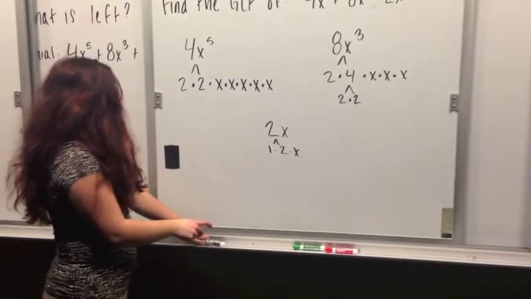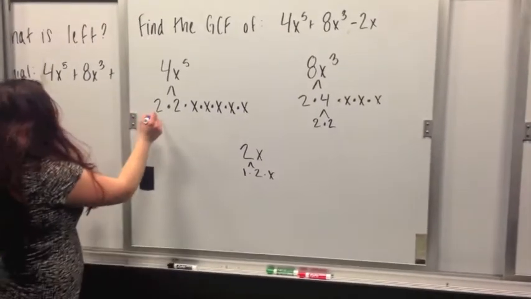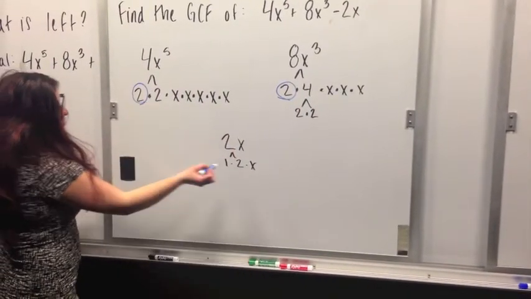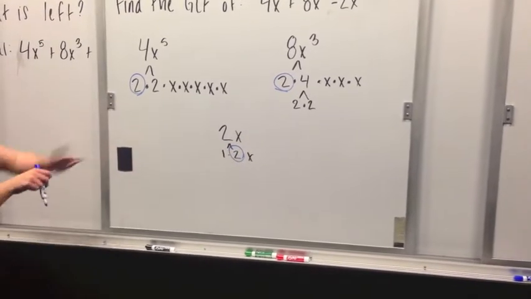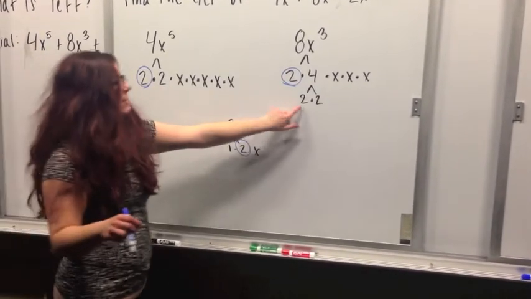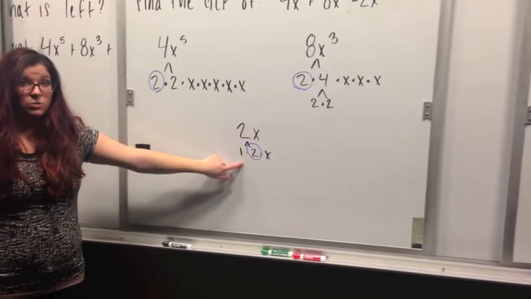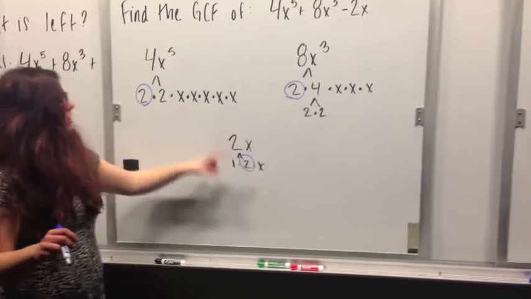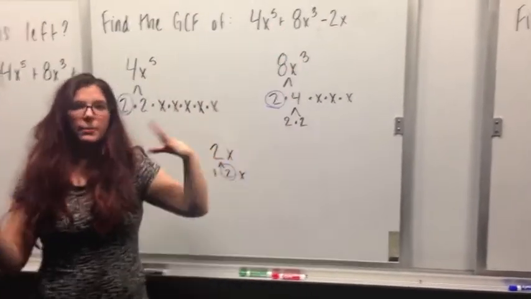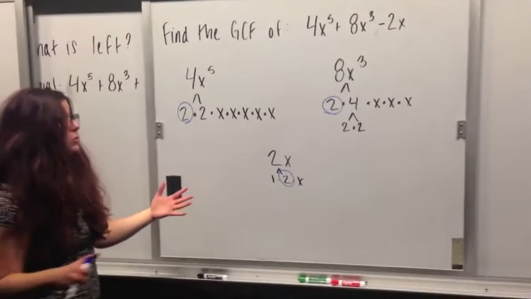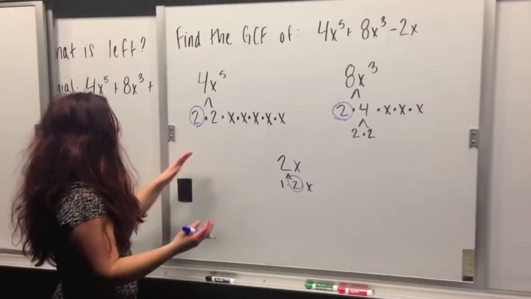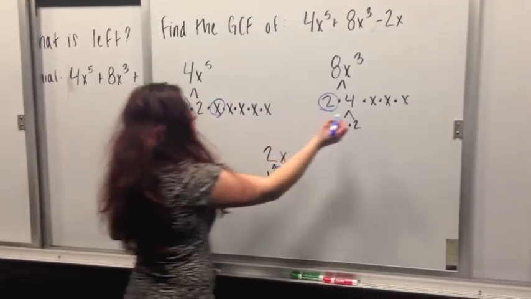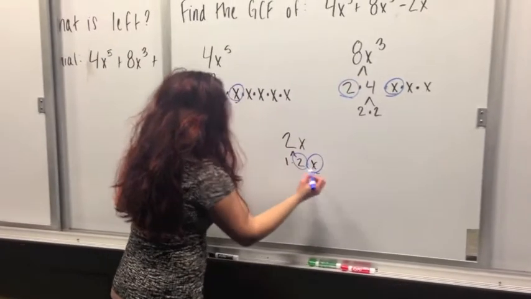So same process. I'm going to go through and I'm going to circle what I have in common. I have a 2 here, a 2 here, and a 2 here. I would like to circle this other 2 because I know I have it in my x squared, but guys, there's not another one left over in my 2x, so that's as far as I can go. What's important is that they are in every single piece of your trinomial or whatever size polynomial you have. It has to be in every single piece. So I can't circle that other 2. But what I can circle is an x, because there's definitely an x in each term.